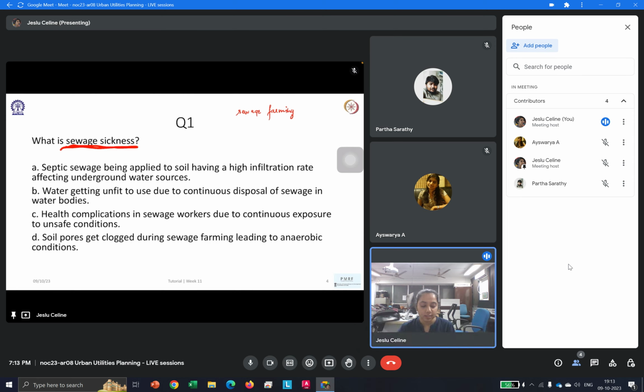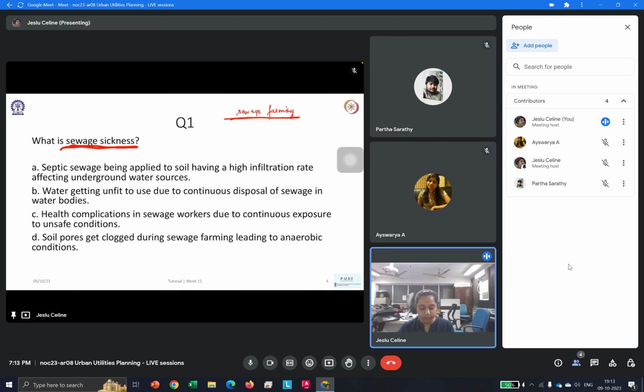There's this concept called sewage farming, and there are different methods of doing this. There can be an underground pipe which goes through the farmland, and water can penetrate the soil and then be used for irrigation purposes. Or there can be flooding, where water is passed through a shallow pond and the crops are grown inside it. So there are different methods.